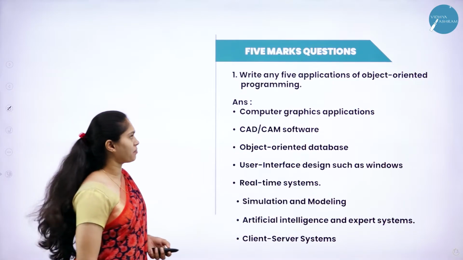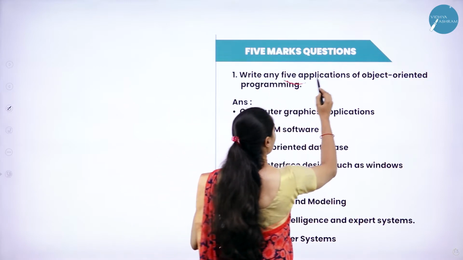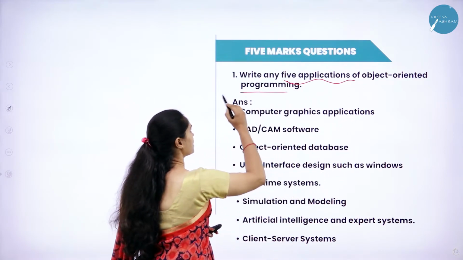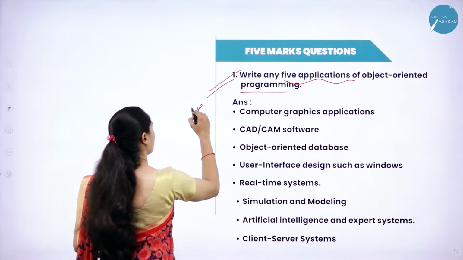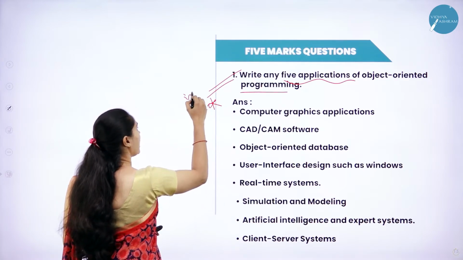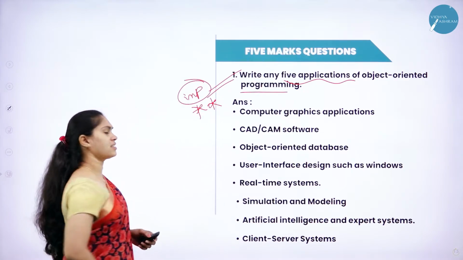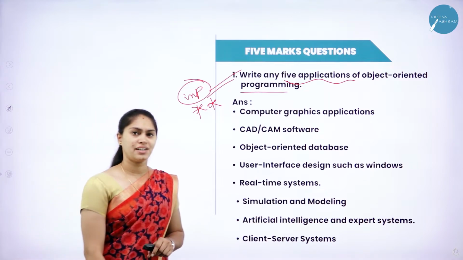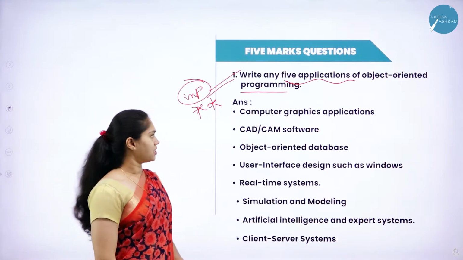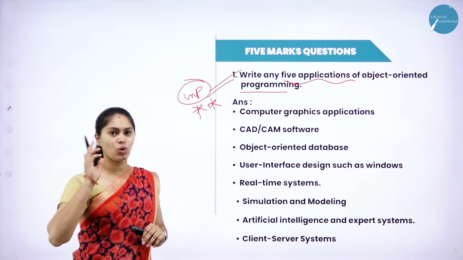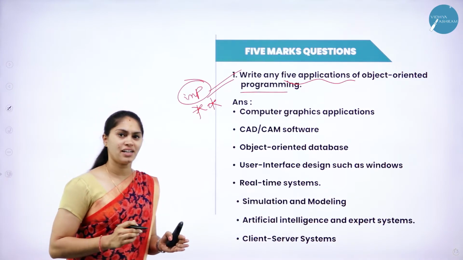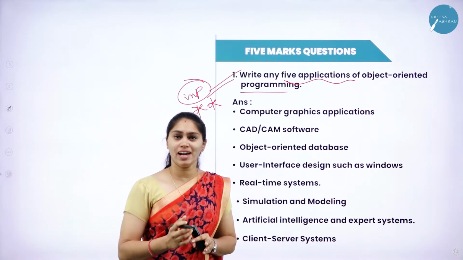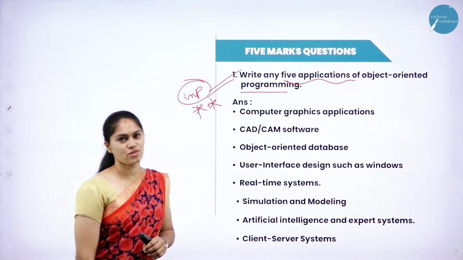We'll see about the 5 marks questions here. Write any 5 applications of object oriented programming. Surely you are going to get this in your examination. Without missing this question, you have to read, or that means you have to understand. So application they are asking, don't get confused with a question called advantage and application. Application is a field where we are using. So where I can use this OOP?